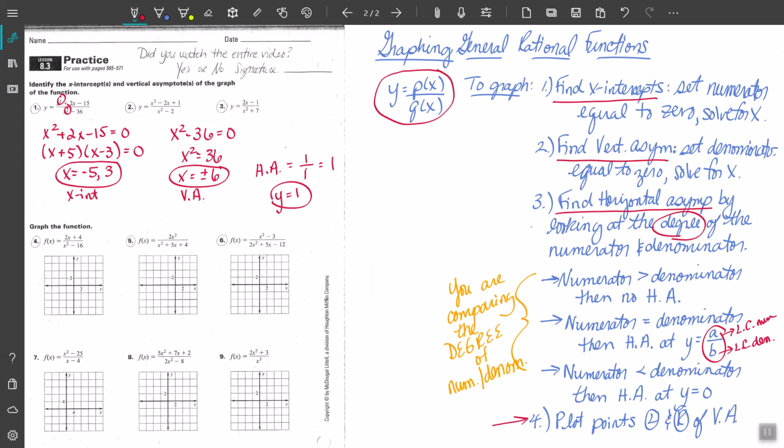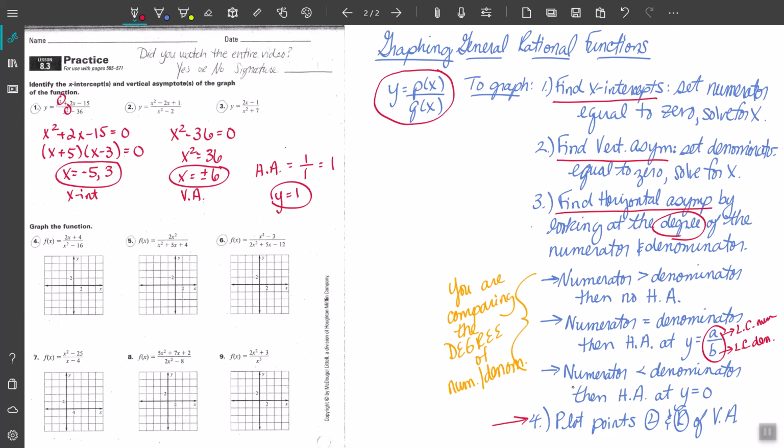All right, number 2 has the same scenario where our degrees equal each other. The numerator and the denominator are both of degree 2, so that will take the same form as number 1. Number 3, we have a different scenario. The numerator has a degree of 1, while the denominator has a degree of 2. And so that falls into the third scenario that I have listed here.